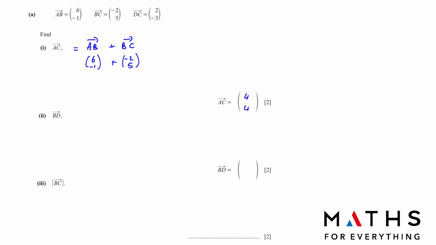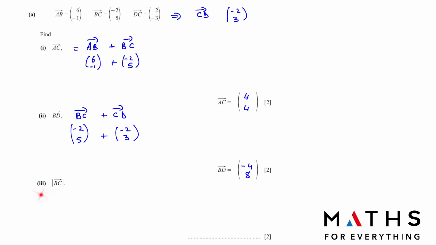Moving on to BD. It will be the same: BC plus CD. But we don't have CD, we have DC. So if I'm changing the vector to CD, my signs will change. Positive 2 I will write as negative 2, and negative 3 is positive 3. So BC is (-2, 5) plus CD, which is (-2, 3). Again add the top numbers together. Negative 2 plus negative 2 is negative 4, and 5 plus 3 is 8.